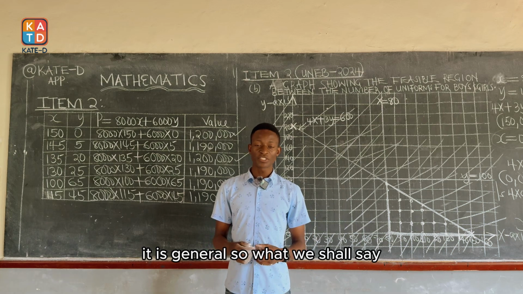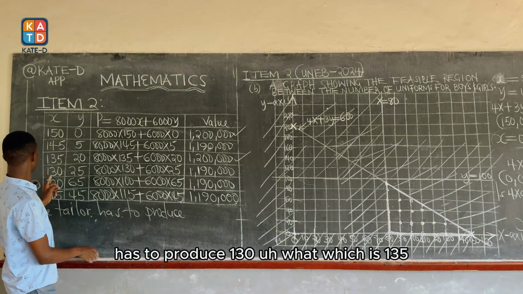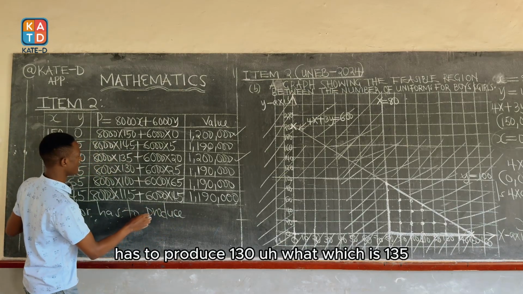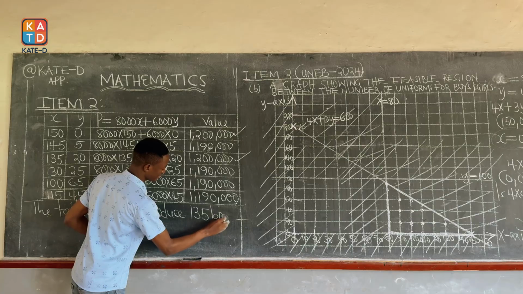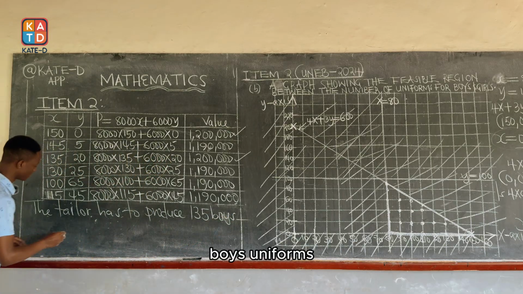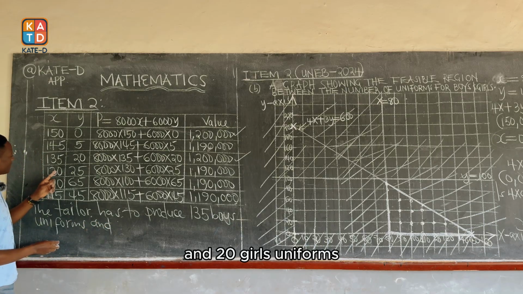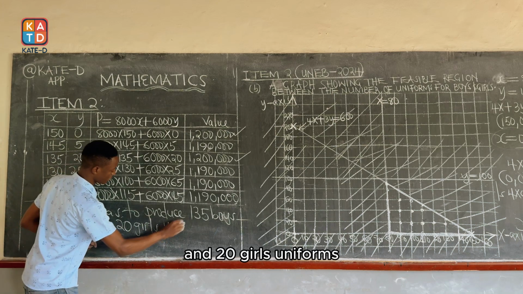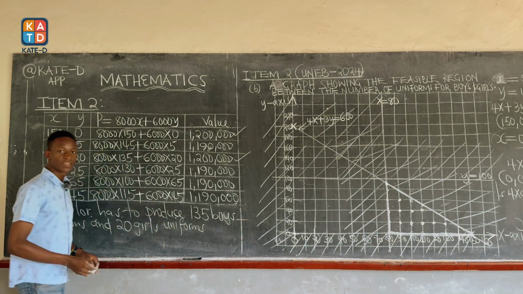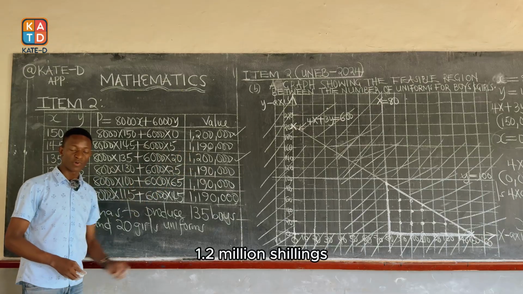It is general. So what we shall say is the tailor has to produce 135 boys uniforms and 20 girls uniforms in order to make a maximum profit of 1,200,000 shillings.